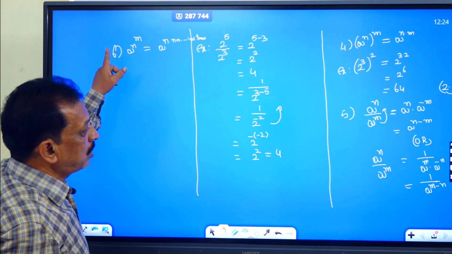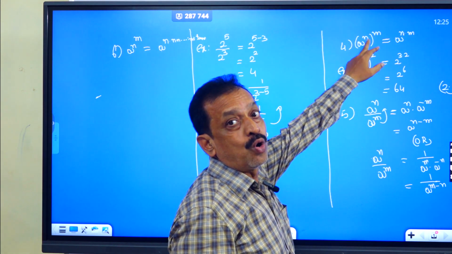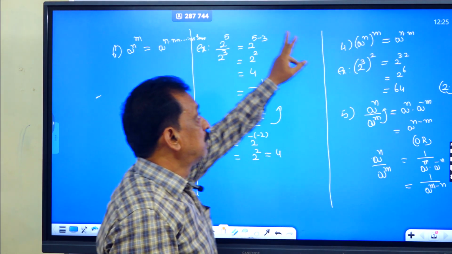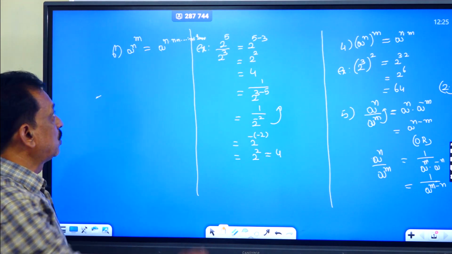So how to read this one? This reading is a to the power of n, whole bracket, whole to the power of m. This is a to the power of n to the power of m. So that is equal to, this is the form.